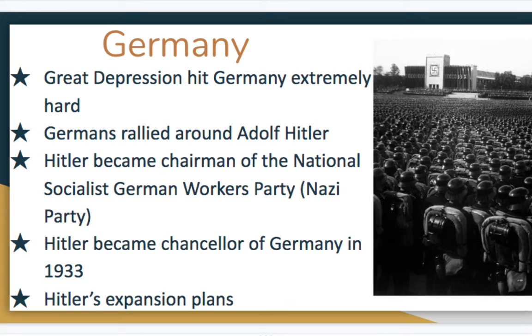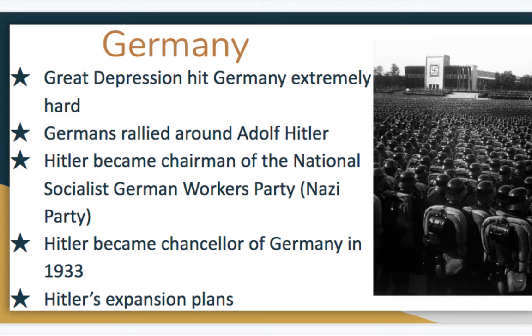Besides Italy, what we know the most about is Germany. The Great Depression is going to hit Germany extremely hard. Remember, the United States was funding the war reparations through loans, and when the U.S. economy started to struggle, they had to stop paying the Germans. So Germans became so poor that their money was not actually worth anything.